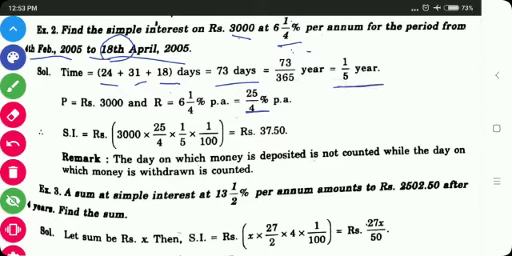Now we will get all the values P as well as R as well as T. So simple interest is equal to 3,000, R is 25/4, T is 1/5, into 1 upon 100. So simple interest is rupees 37.50.